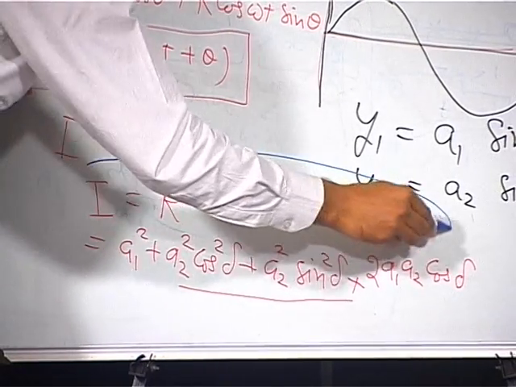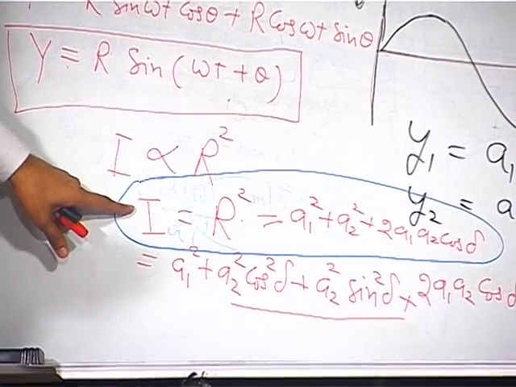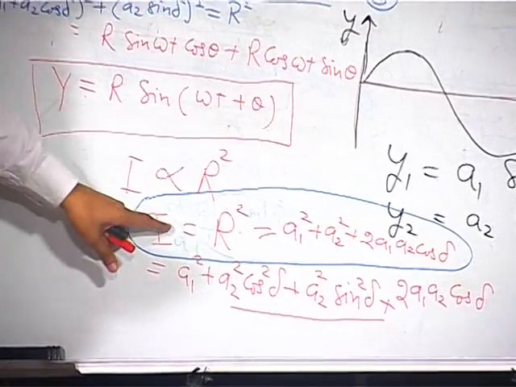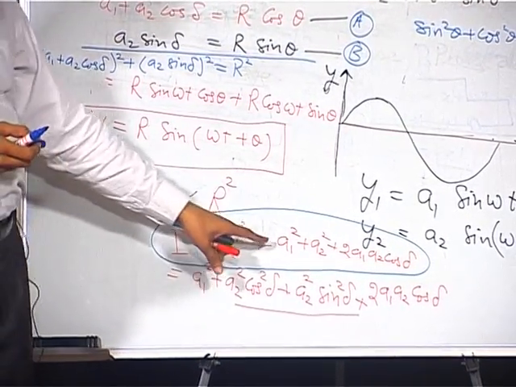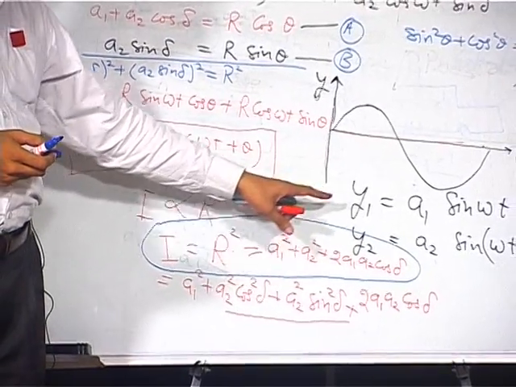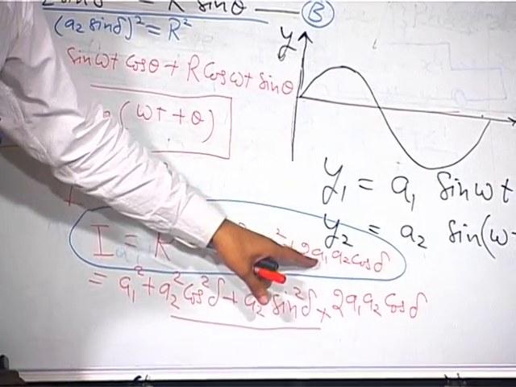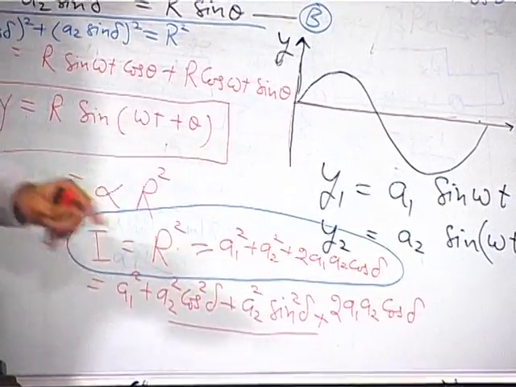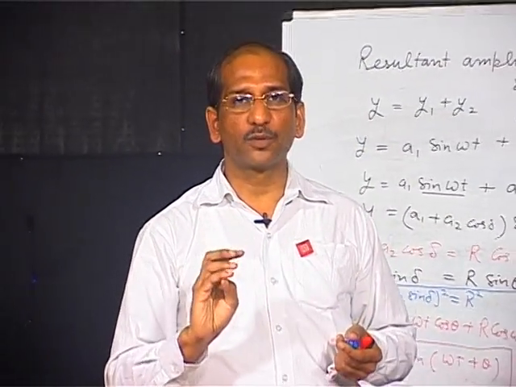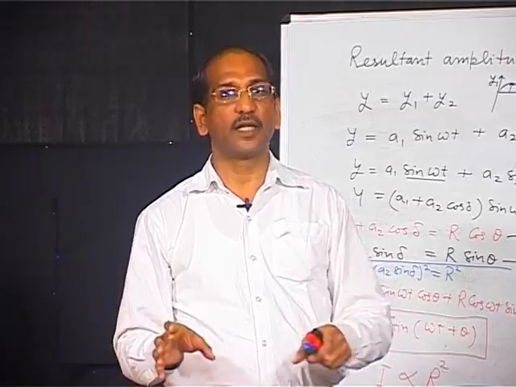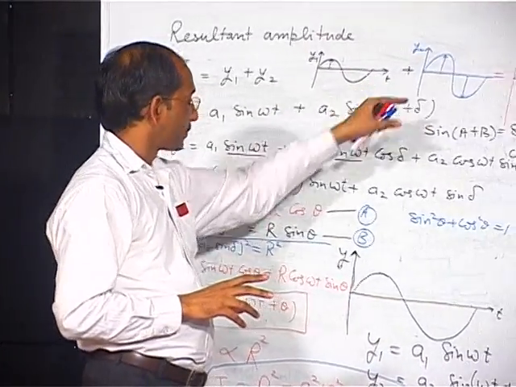From this equation we can define the intensity of the interference pattern at any point. I is equal to r square, that is the amplitude of the resultant wave, which is equal to the square of the amplitude of the first wave, plus the square of the amplitude of the second wave, plus 2a1 a2 cos delta. So, there are only 3 parameters: the amplitude of the first wave, the amplitude of the second wave, and delta, that is the phase difference between those two waves which superimpose.